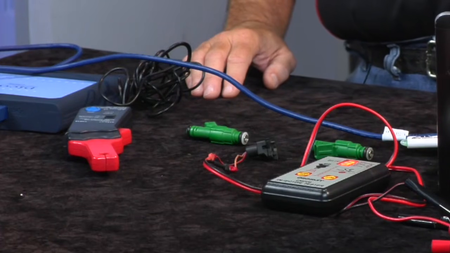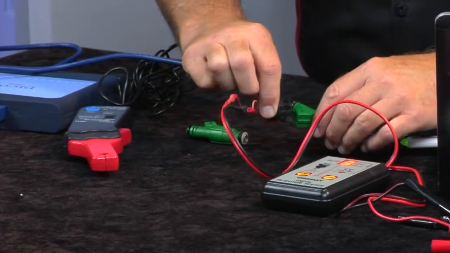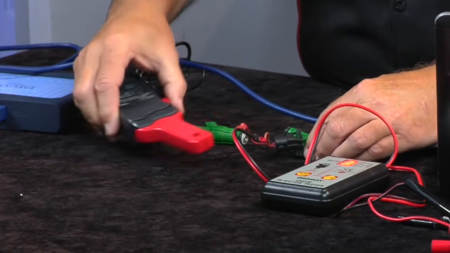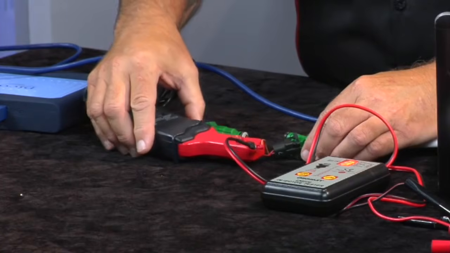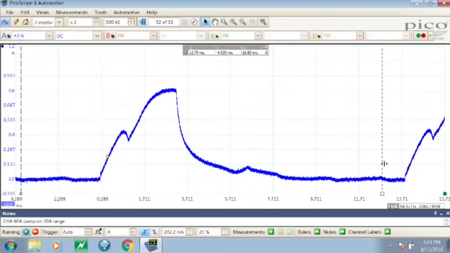So the first injector that I'm going to test is the Bosch injector. We're going to plug into the Bosch injector and connect our current ramp probe. Now we're going to energize the injector, and I've captured this information. So let's take a look at the Bosch injector.